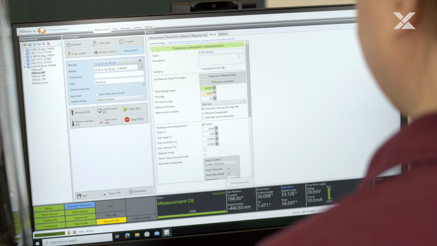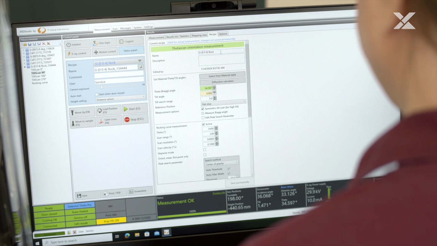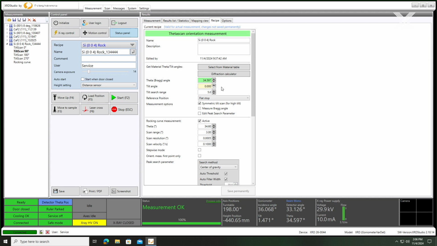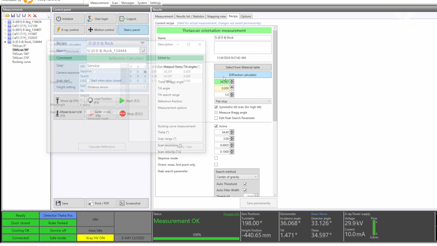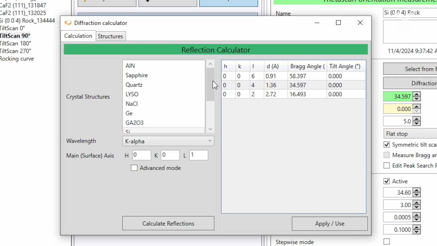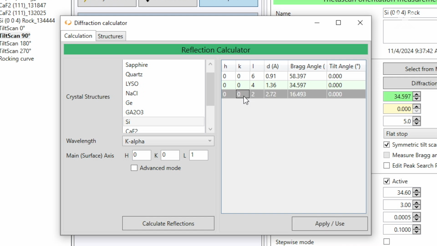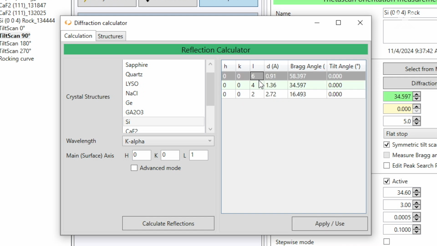Now, if you want to set up a theta scan with a rocking curve, this is what the recipe will look like. We have the name, which we select based on the peak we're measuring and the material. And we need to provide a theta/Bragg angle, which we do via the diffraction calculator. In the diffraction calculator, you have the crystal structure known, you provide the main axis and press calculate, and then it shows you which reflections are allowed for this material and orientation. So for silicon 001, we have the options of 002, 004, 006.